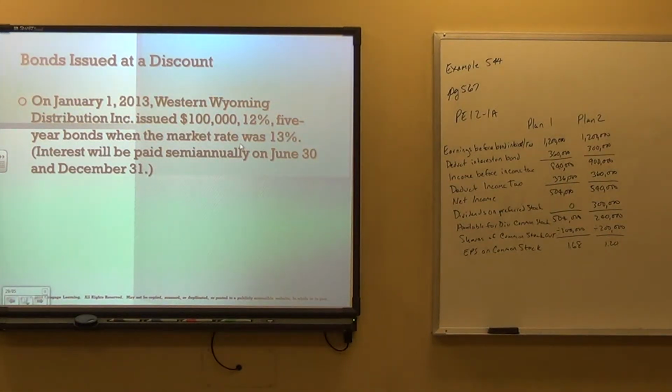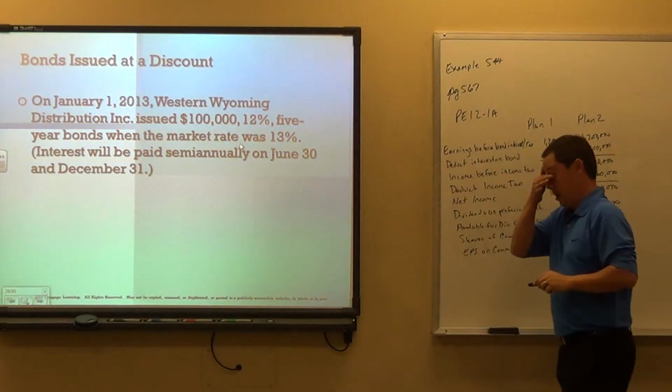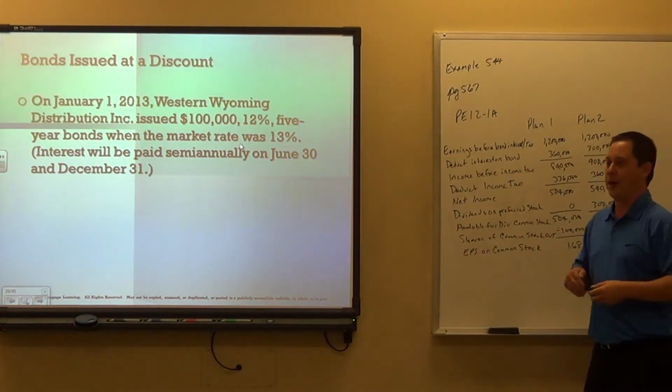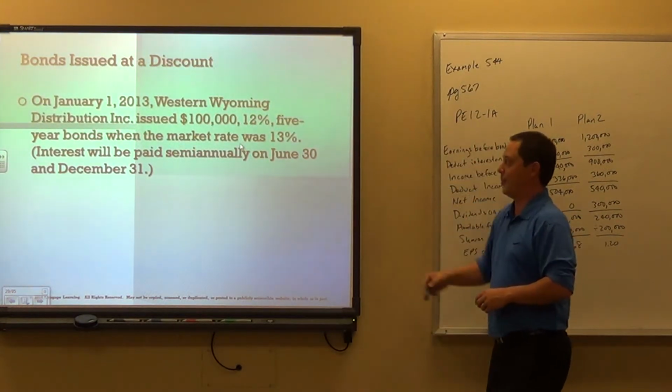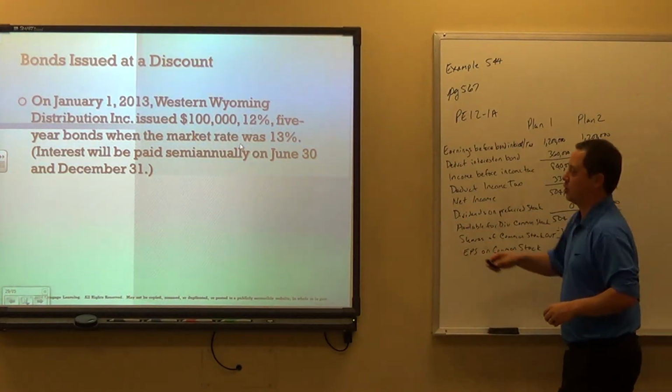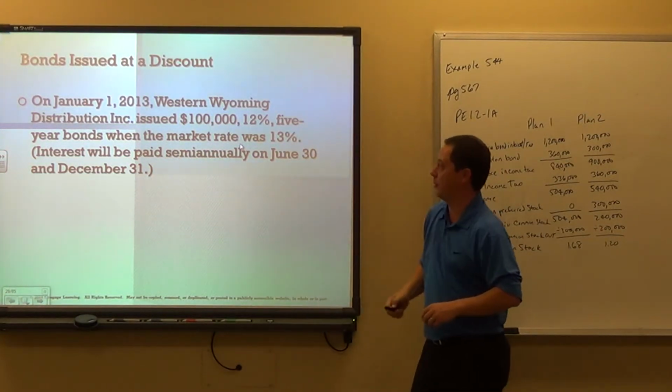All right, so on January 1st, 2013, Western Wyoming Distribution issued a $100,000, 12% 5-year bond, and the market rate was 13. So you see that difference there. Well, why is somebody going to buy my bond when they can purchase this bond and get a little bit more percentage? And so interest will be paid on these dates again, so exactly 6 months will come up and we'll have to pay that.